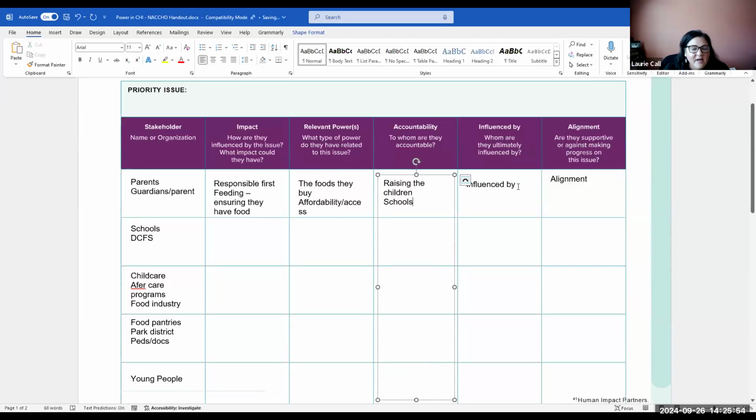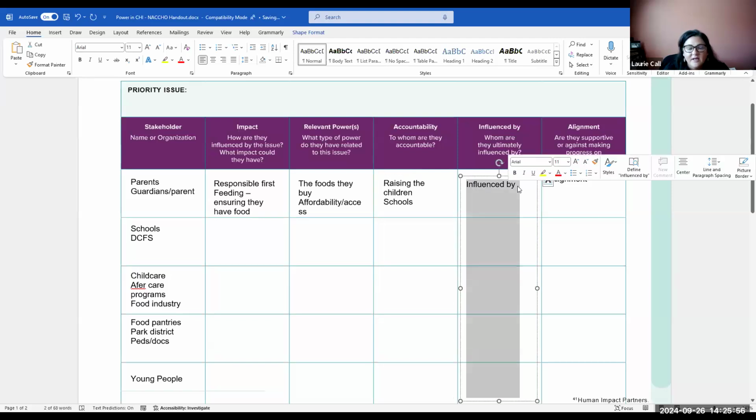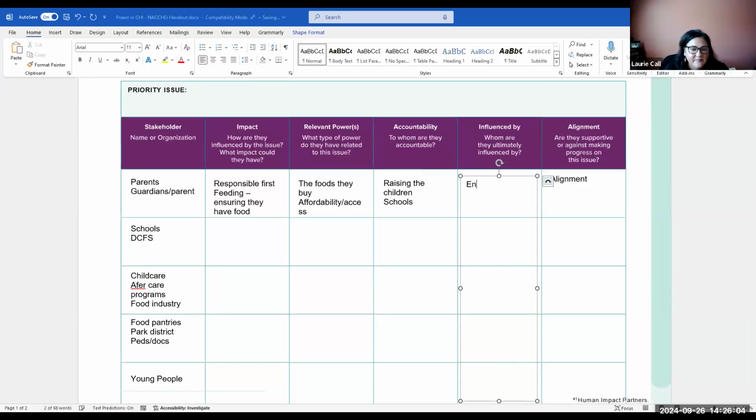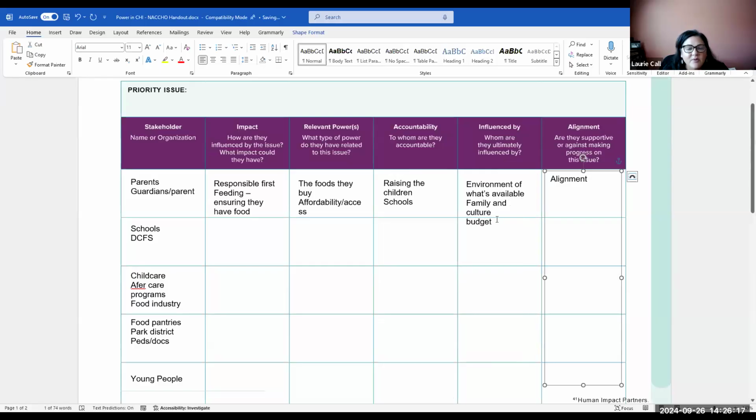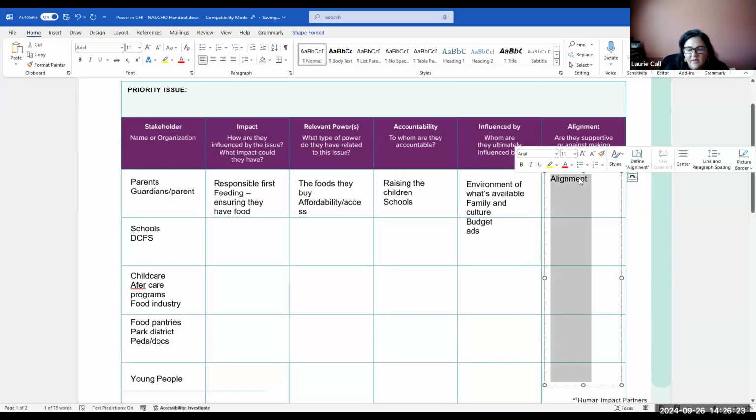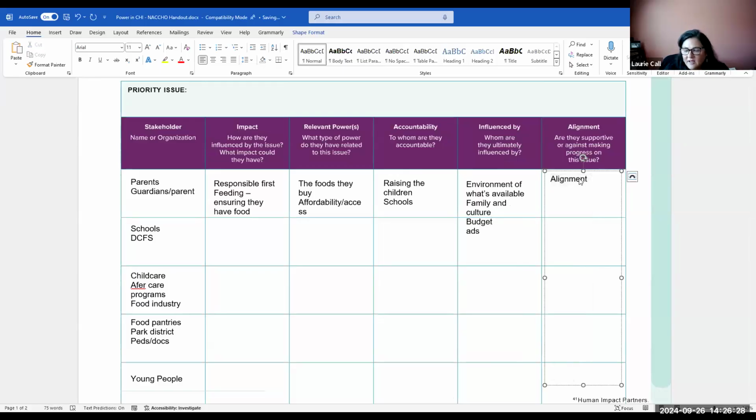Who are they influenced by ultimately? Who are parents influenced by in terms of what they feed their kids? They're influenced by the environment of what's available to them, right? They're influenced by their kids and what their kids will eat. Who else? By family and culture. Great. By their budget, for sure. Advertisements, yes. And are they supportive or against making progress on this issue? Would you say overall parents are supportive or against making sure their kids have three healthy meals a day? Most of all, overall, probably supportive.